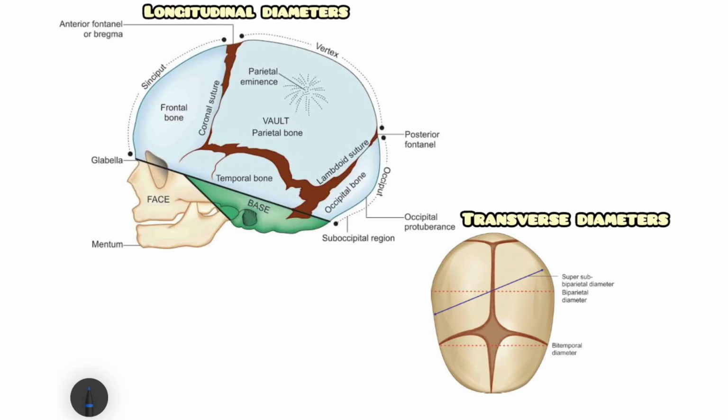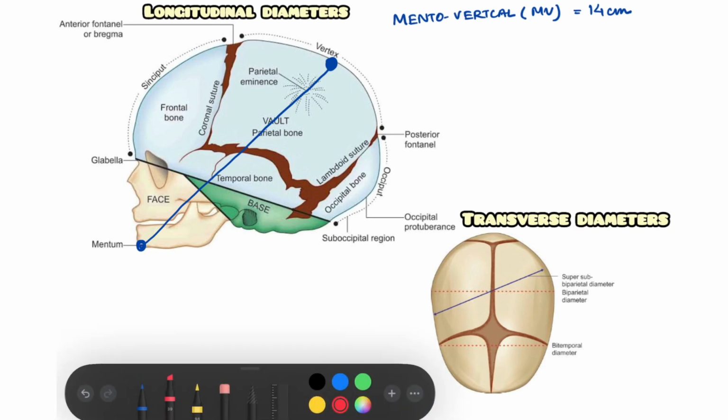We have two types of diameters. Some diameters are defined on the longitudinal aspect of the skull, some are on the transverse aspect. First, we start with discussion of the longitudinal diameters. We start off with the vertex, that is over here, and we go all the way to the mentum. So this diameter from mentum to the vertex is known as a mento-vertical or MV diameter. This is 14 centimeters, and this particularly is the longest diameter.